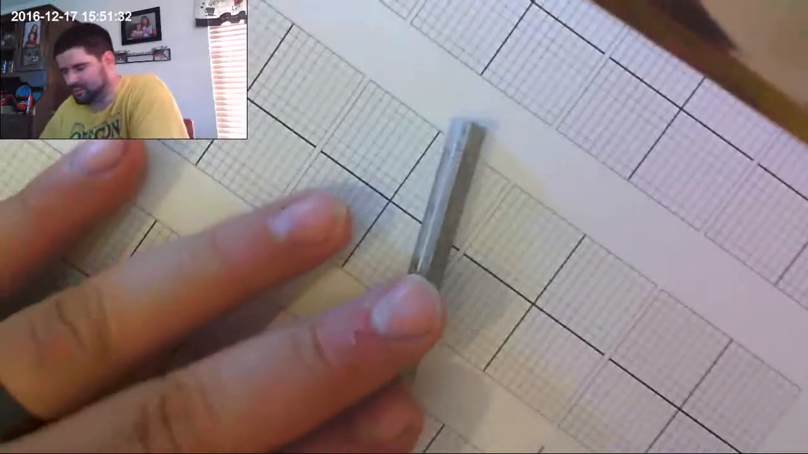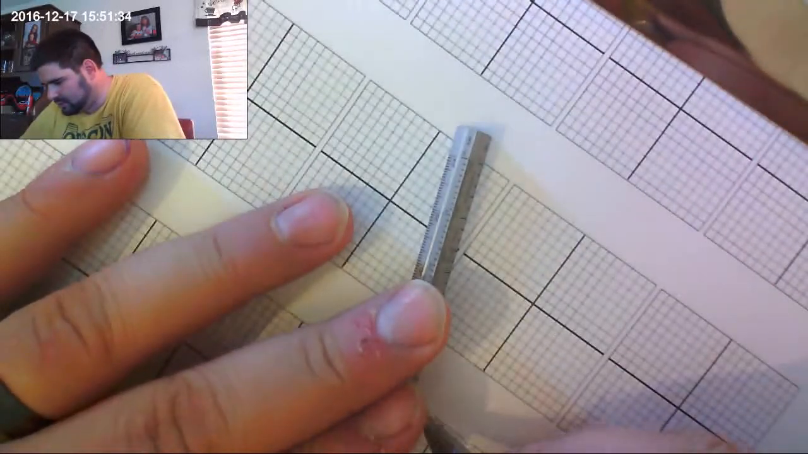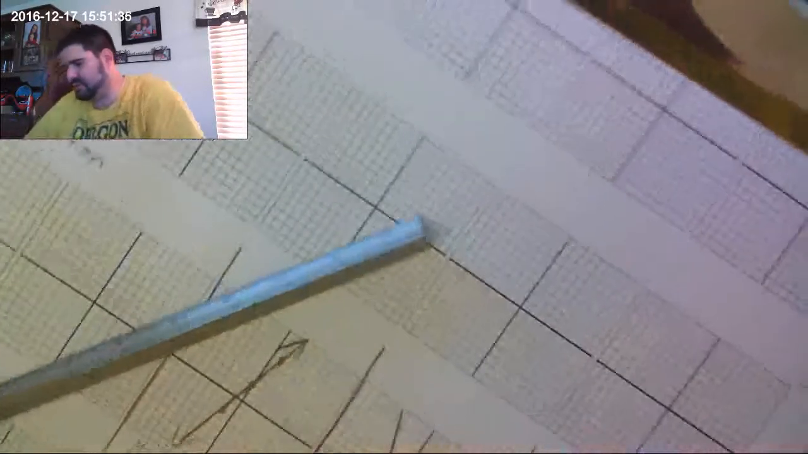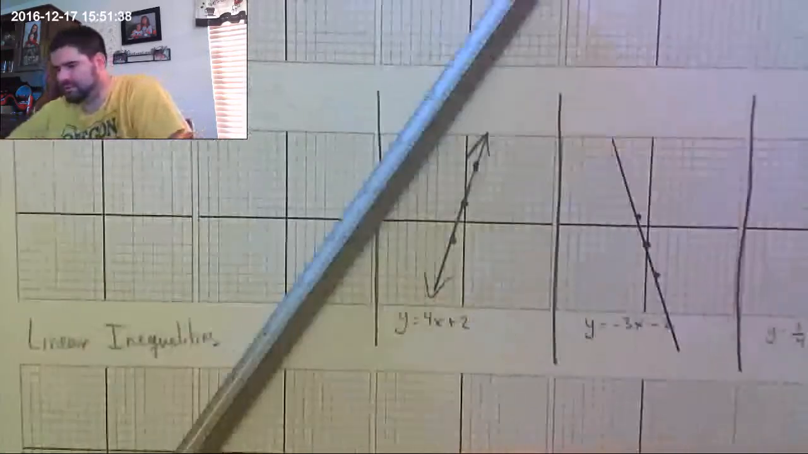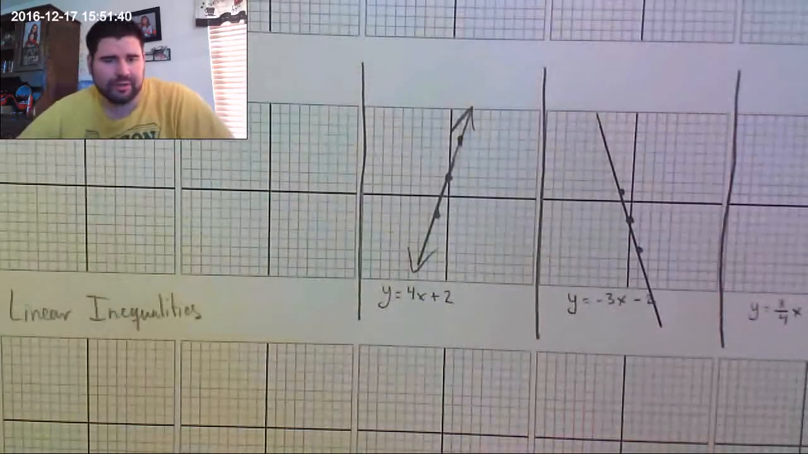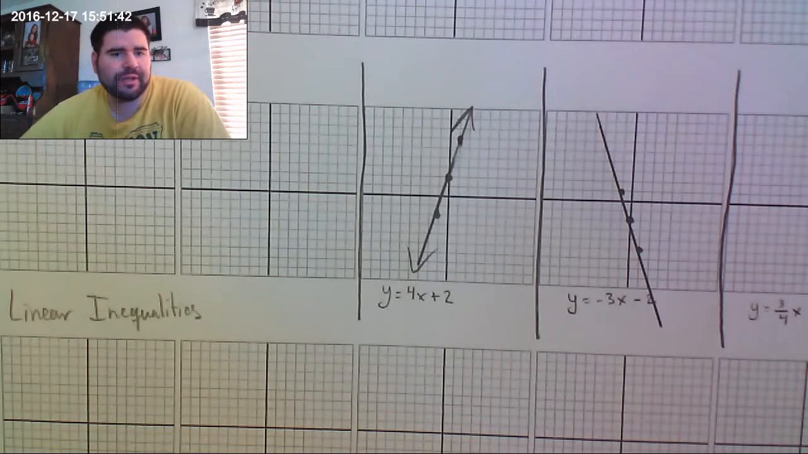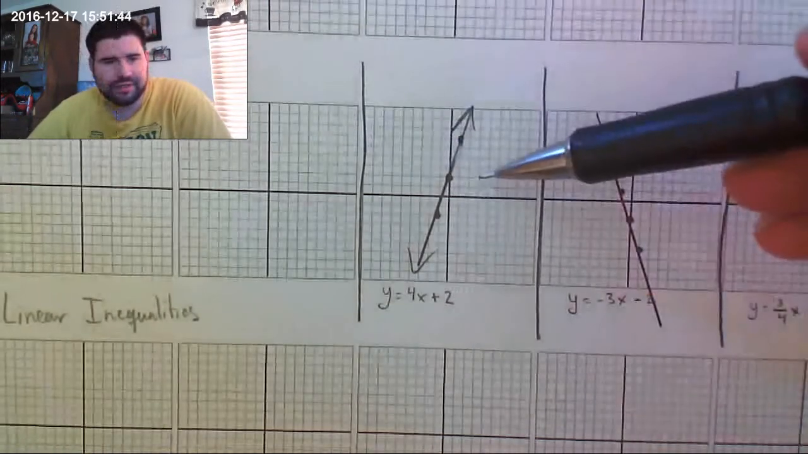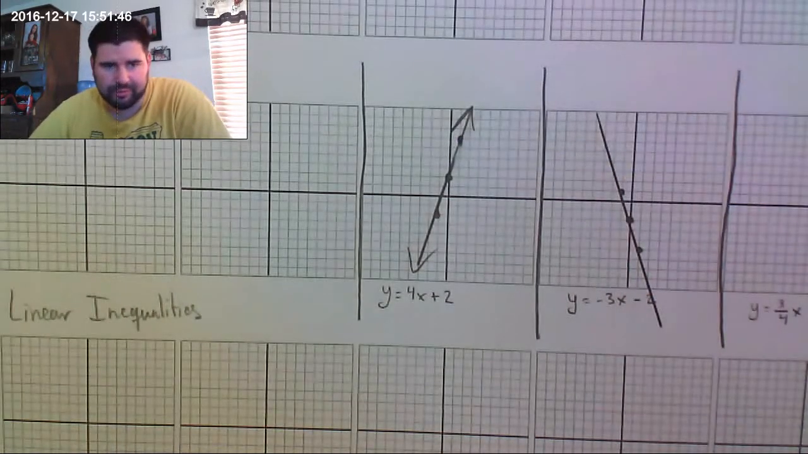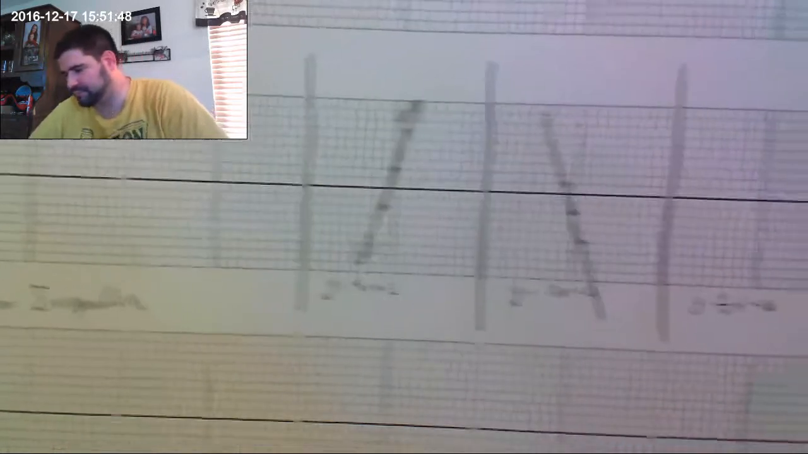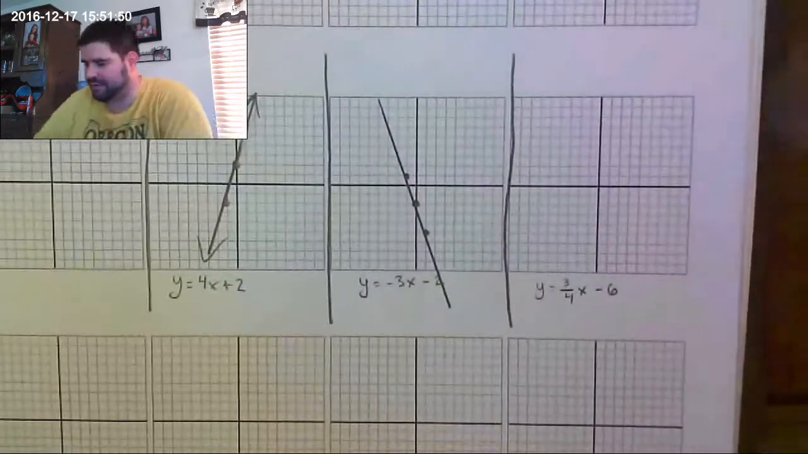Like so. There's my graph. Now notice, see the graphs look very different? That's because they have a positive slope here and a negative slope here. Easy peasy. Alright, last graph.